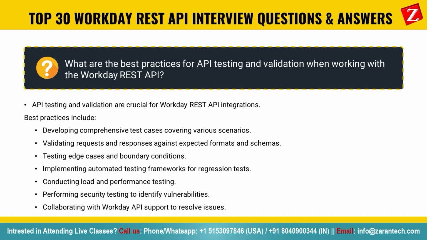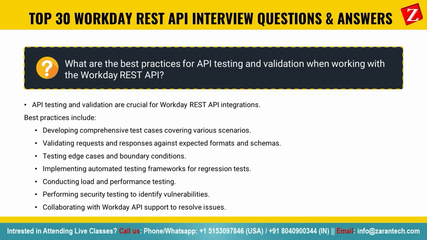Imagine you're sending a request to update employee records. Validating the response ensures that the data returned is in the correct format, such as JSON or XML, and includes all the necessary fields. Testing edge cases and boundary conditions is crucial to uncover potential vulnerabilities or unexpected behavior. This involves testing extreme values, limits, and unusual inputs to ensure the API can handle them gracefully.